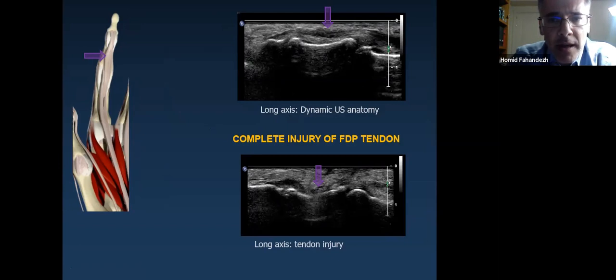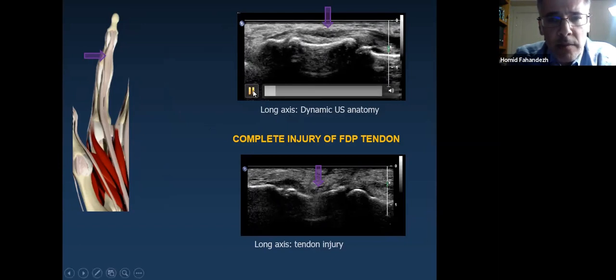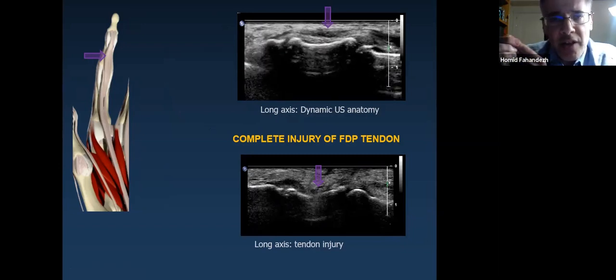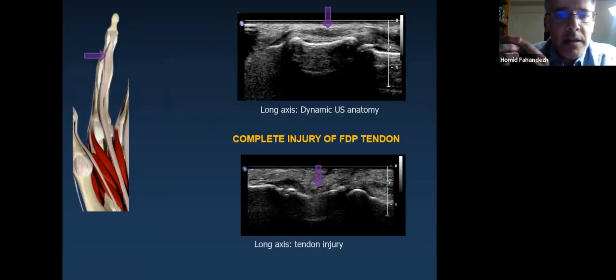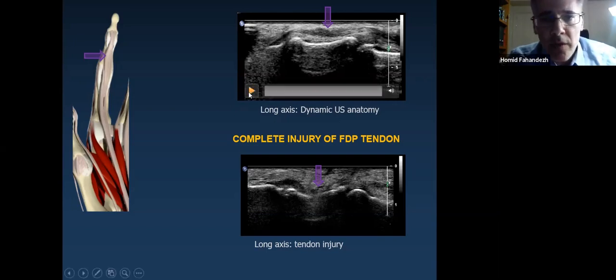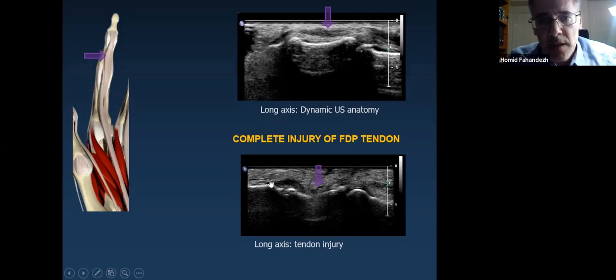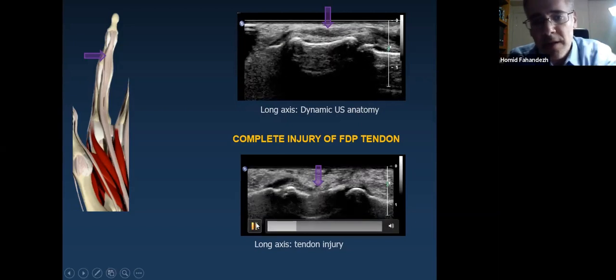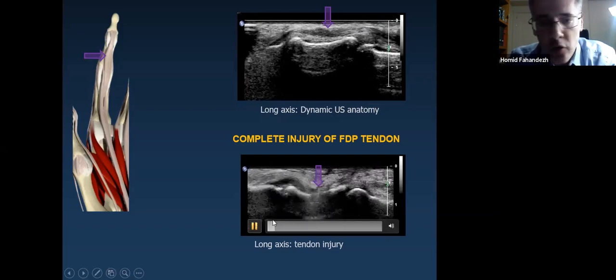patients. And in normal situations, when we ask the patient to do a hyperextension at the tip of the DIP joint, you can see very well how the tendon moves together with the bone, with the phalanx. But if you have a complete tendon injury, you will see a hematoma, and you are not going to see the tendon moving proximally.